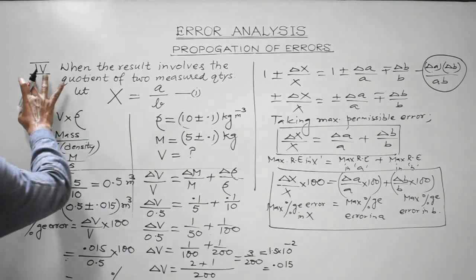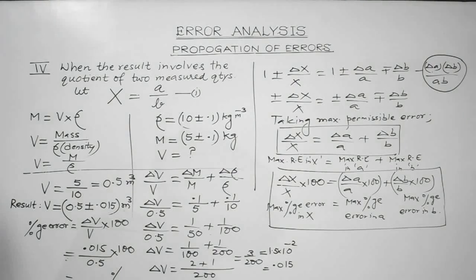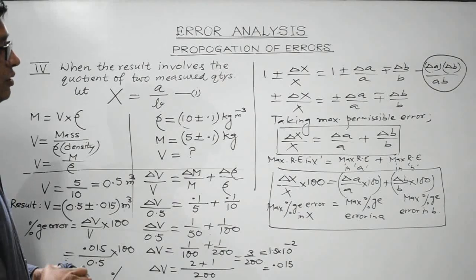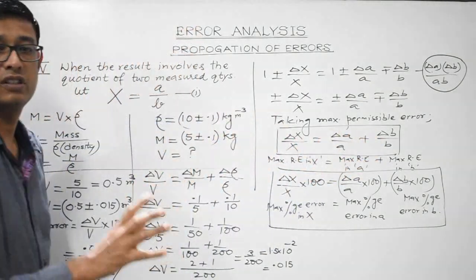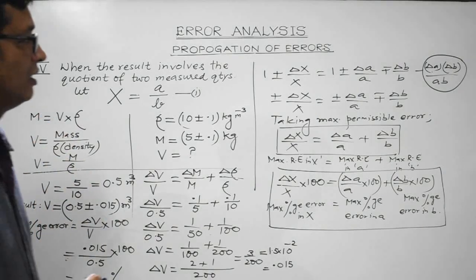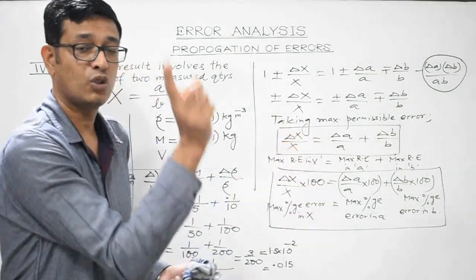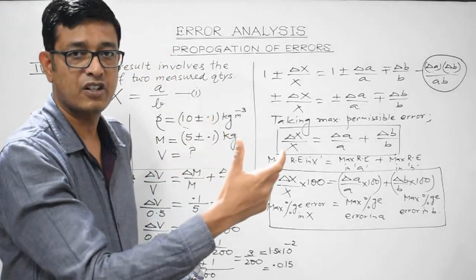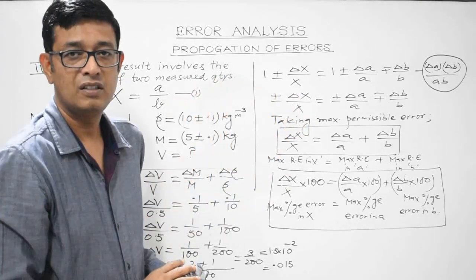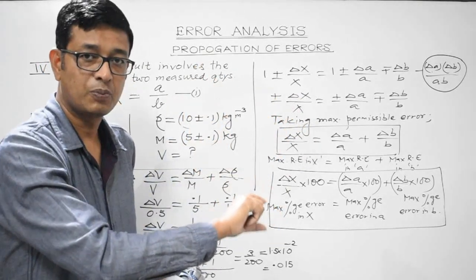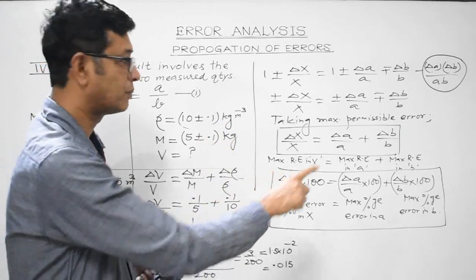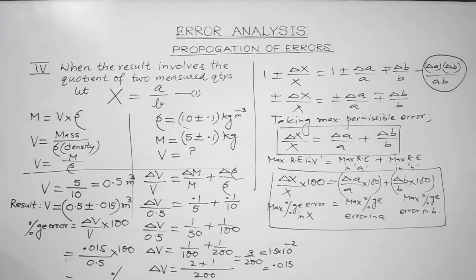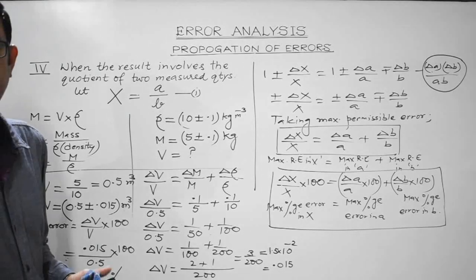So students, this is case 4, when the result involves the quotient of two measured quantities. So this is how the errors are propagated for the quotient of two measured quantities. Look, the result is same as was obtained in the case of multiplication, the product of measured quantities. So in addition and subtraction, the errors are propagated in the same manner, while in multiplication, that is product and quotient, the errors are propagated in this manner. Right? Okay, let's deal with the fifth case, right?